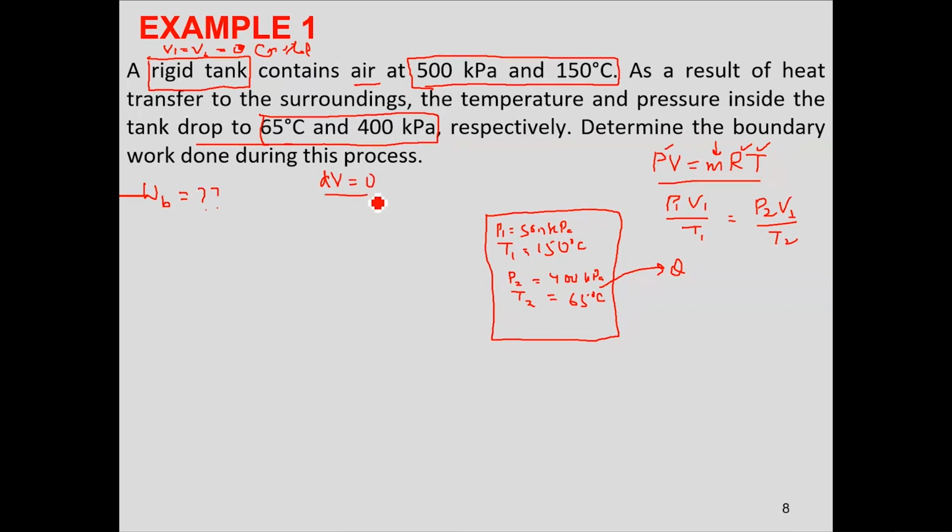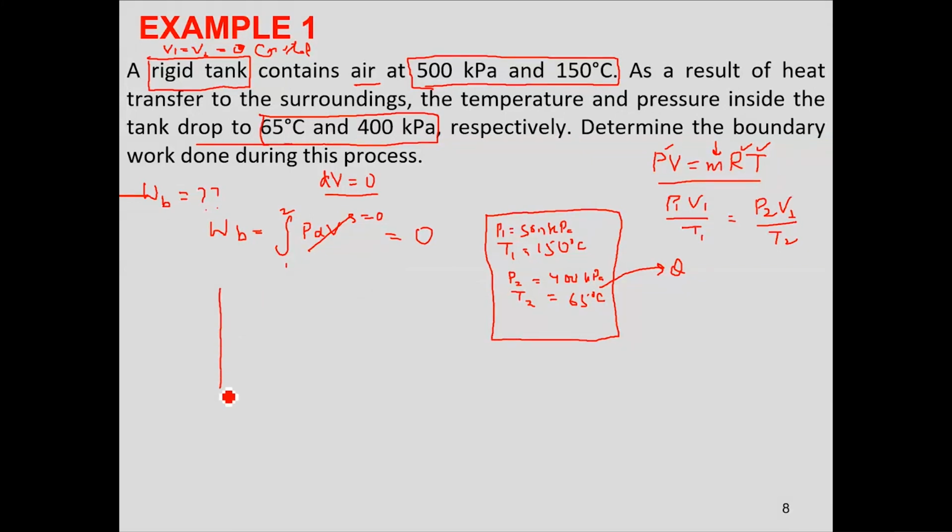In a case where dV is equal to 0, what is the boundary work? 0. So boundary work, the integral from 1 to 2 of PdV, where dV is equal to 0, is essentially 0. Alright, so your boundary work in this case would be 0.